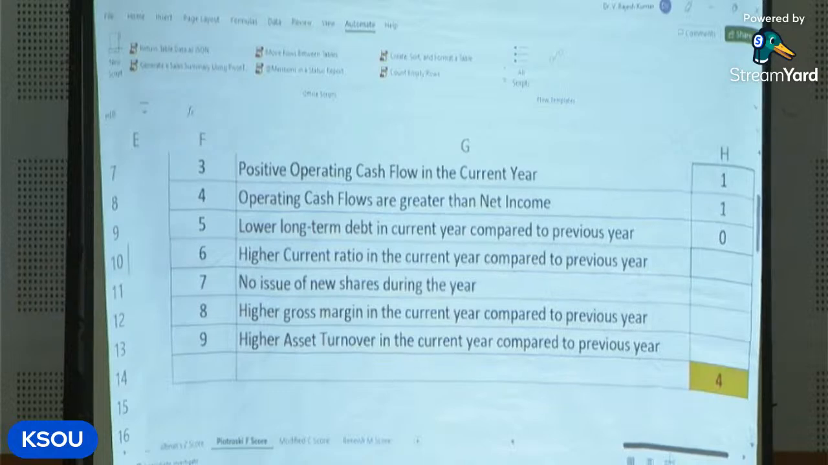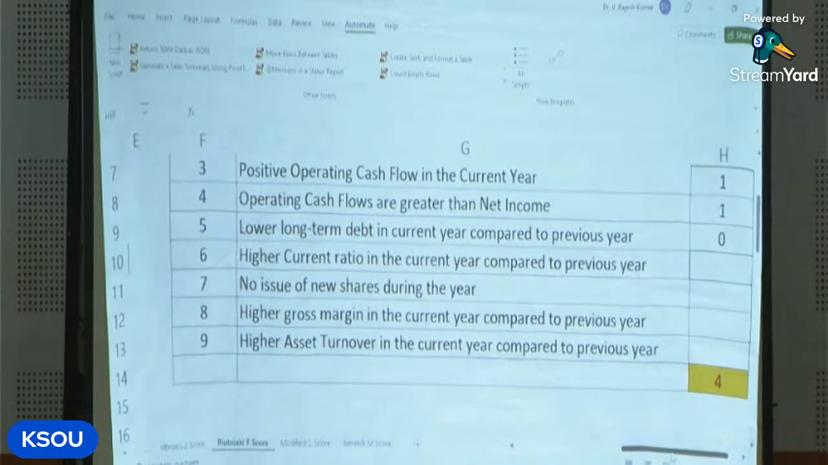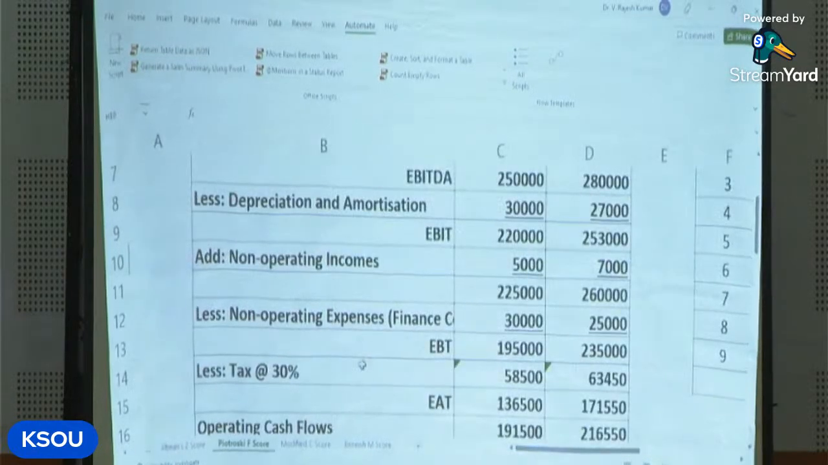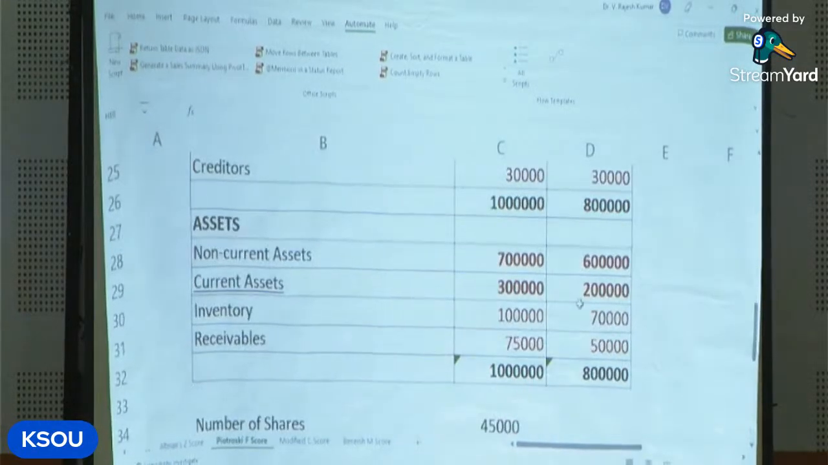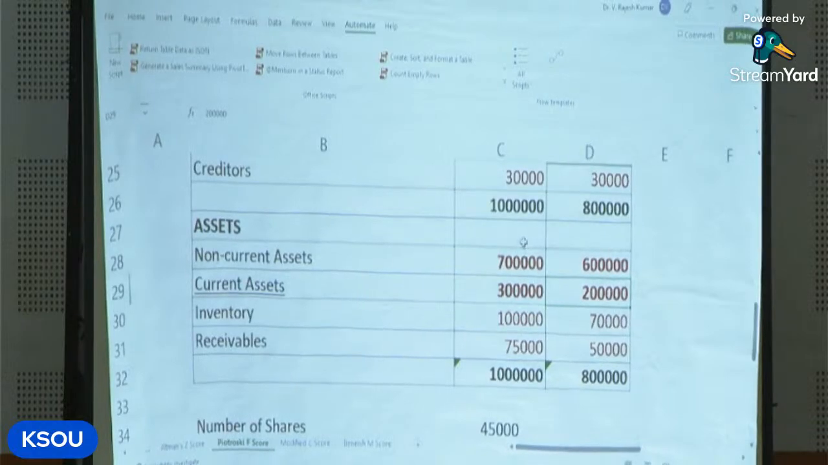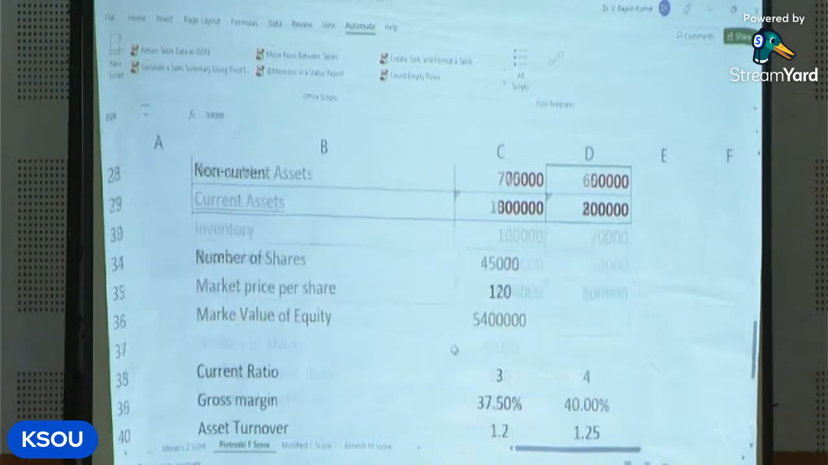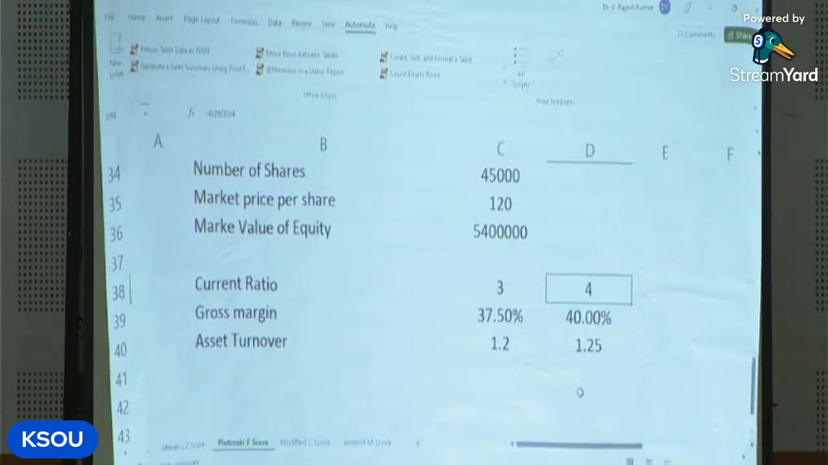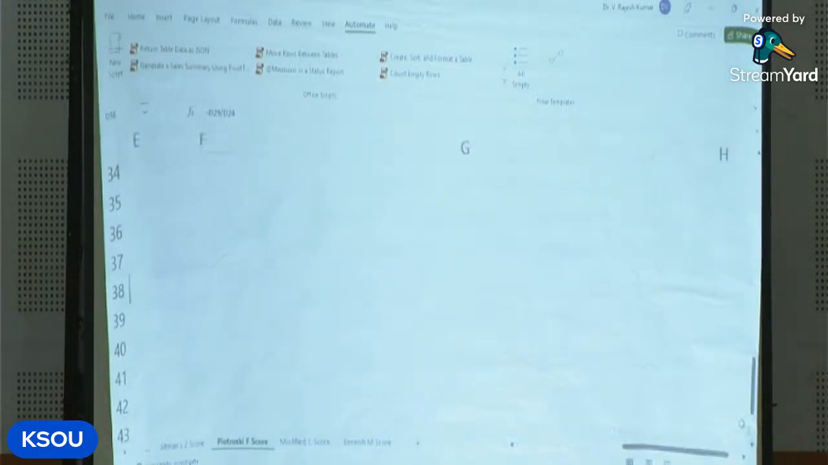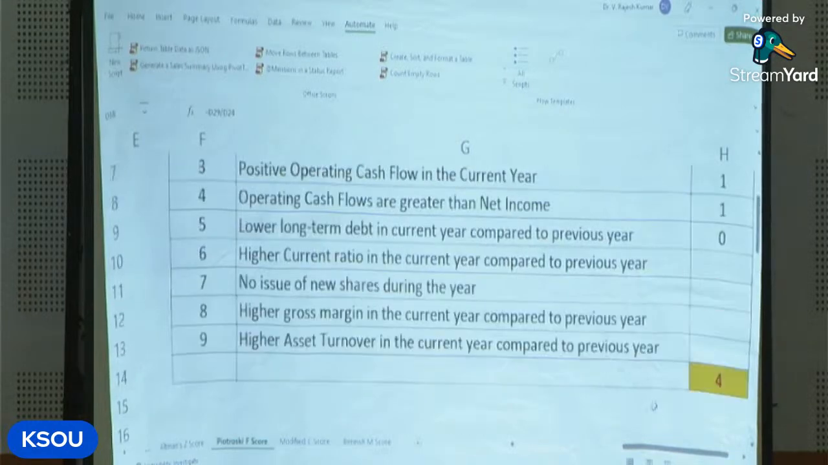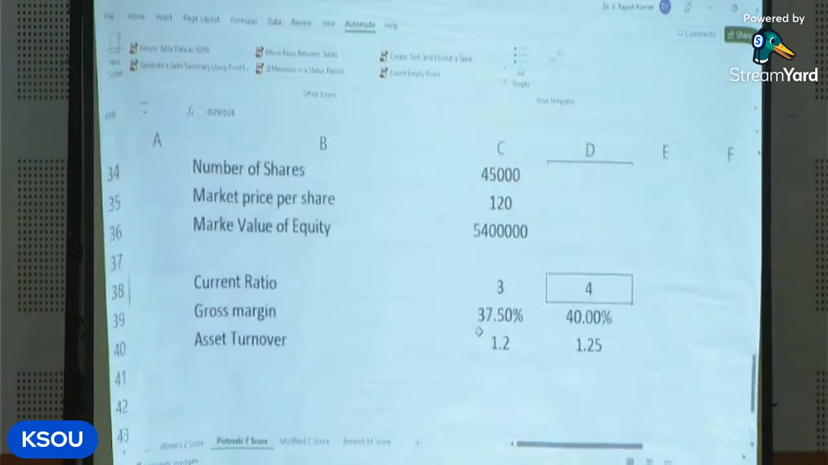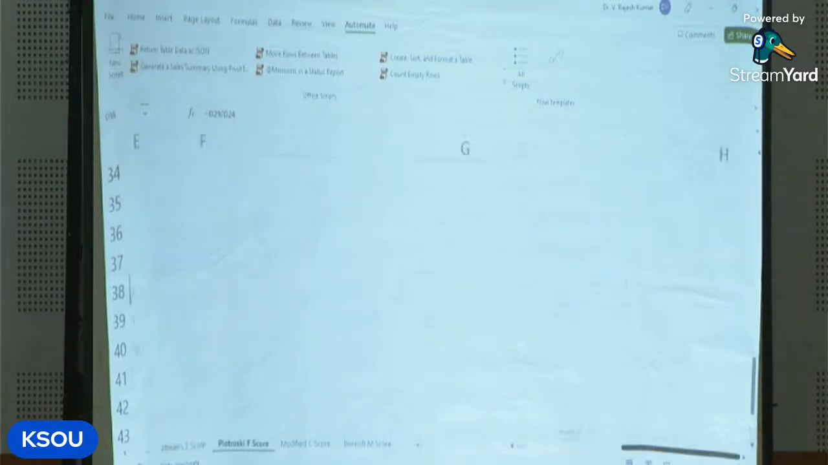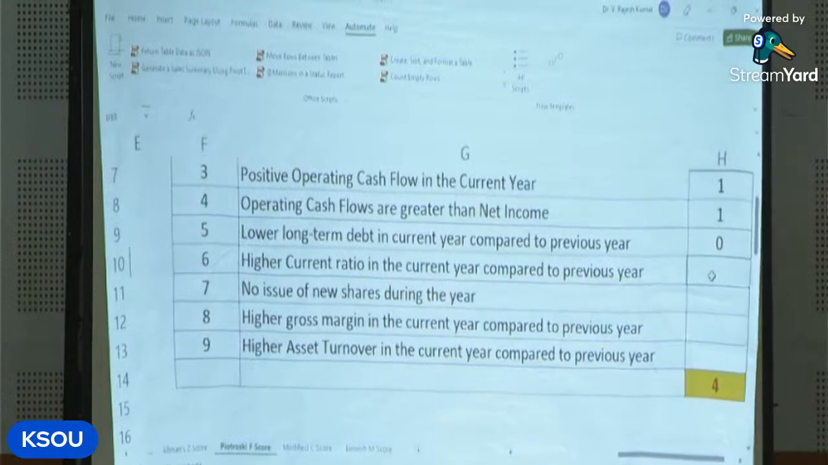Higher current ratio in the current year compared to previous year. How do you calculate current ratio, sir? Current assets by current liabilities. So, we have current assets here. Current liabilities divide, already calculated current ratio. So, compared to last year, this year the current ratio should be high. That's what it says. But when I calculate, this is for last year 4, this is for current year 3. What is the scenario? Lower.